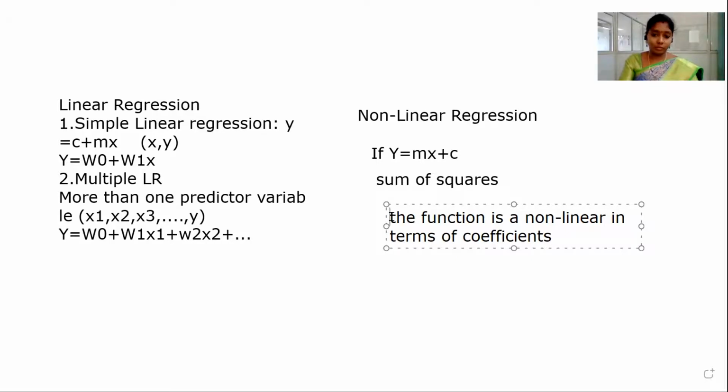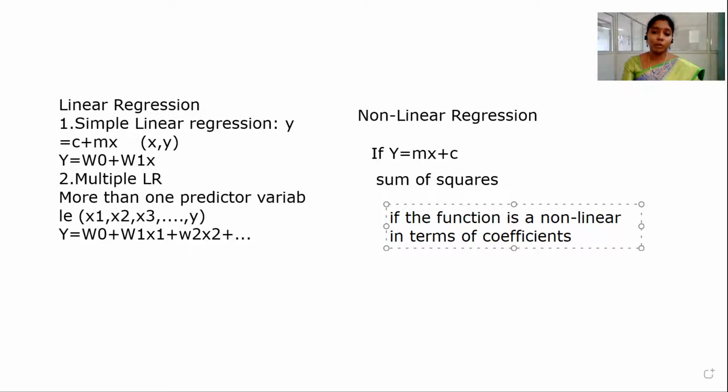So if the function is nonlinear in terms of coefficients, in the sense x, here in this example xc, whereas in the previous example the coefficients were w0, w1, w2, etc. All these are called coefficients. So based on the coefficients only, we can say that if a particular function consists of nonlinear coefficients, that is a nonlinear regression, and this will be clear when we go through an example. Let's share.